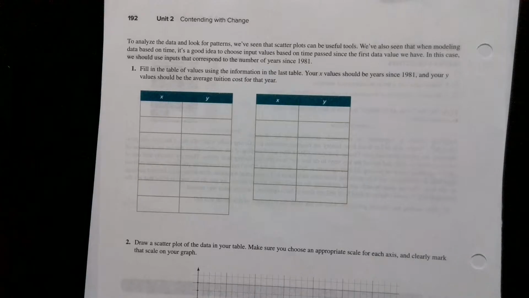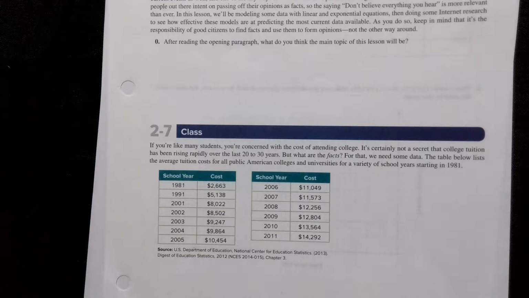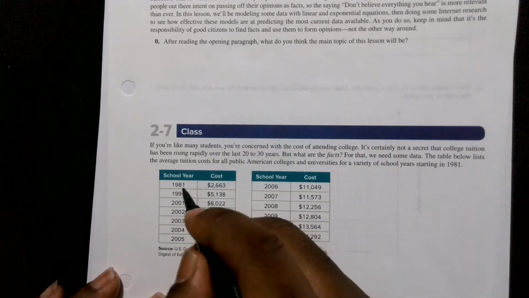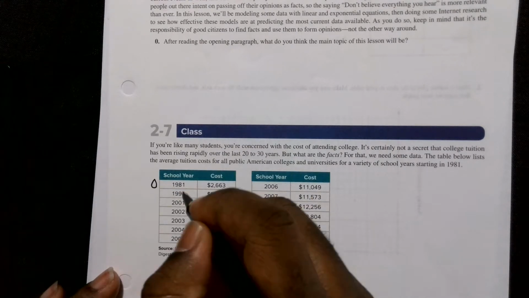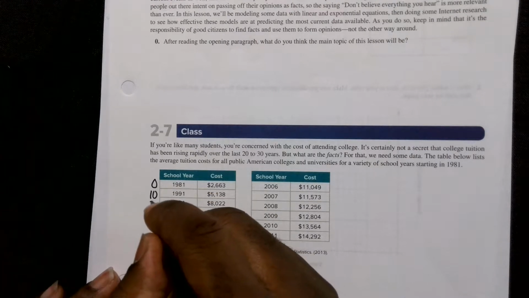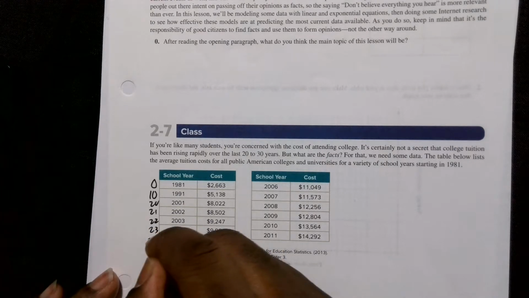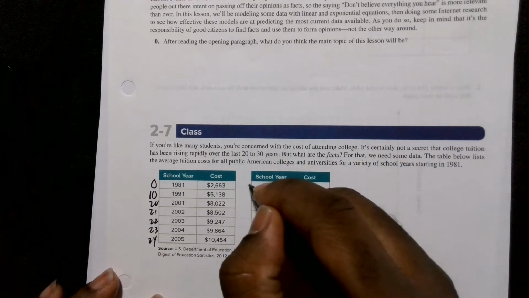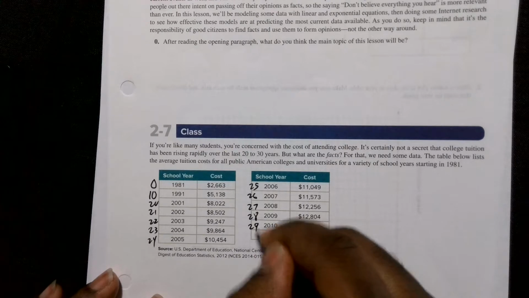Your X value should be years since 1981, and your Y value should be the average tuition cost for that year. Now, on the back here, if you notice, we have our years since 1981. What you're going to need to do is maybe flip over to page 192 and then fill in the blanks. Because 1981, just to show you, years since 1981, this would be 0, this would be 10, 20, 21, 22, 23, 24, and then this would be 25, 26, 27, 28, 29, and 30.